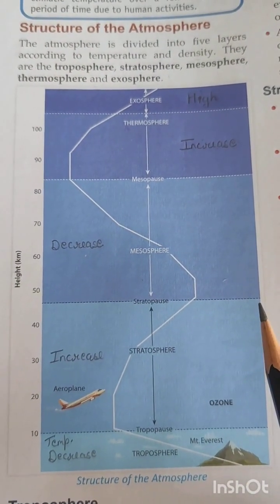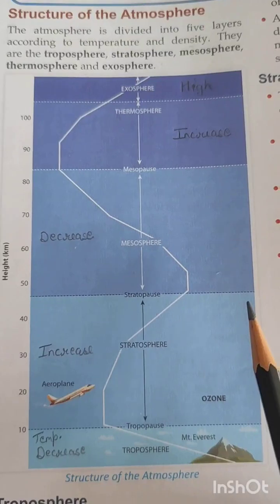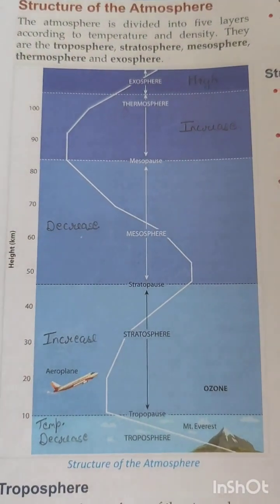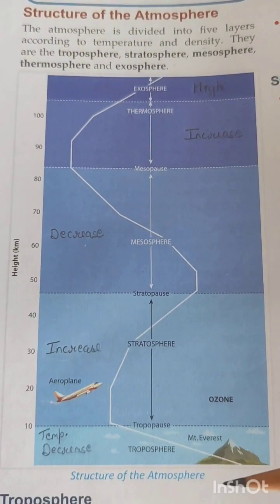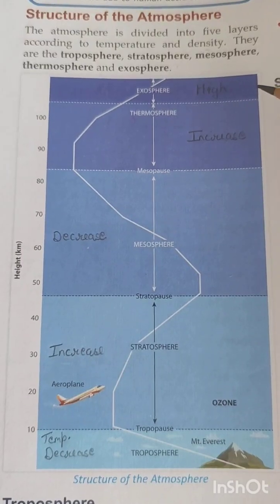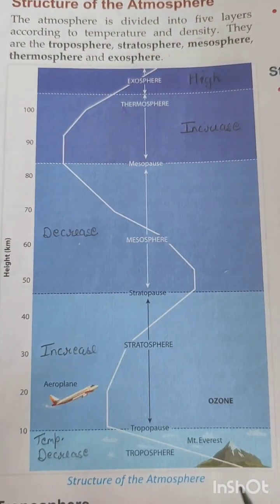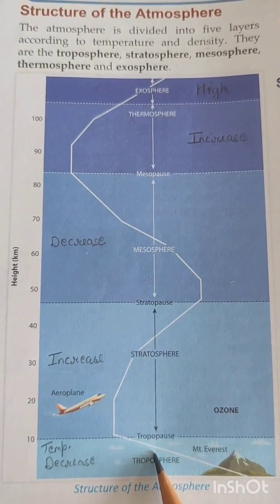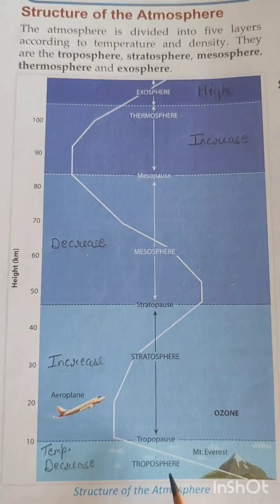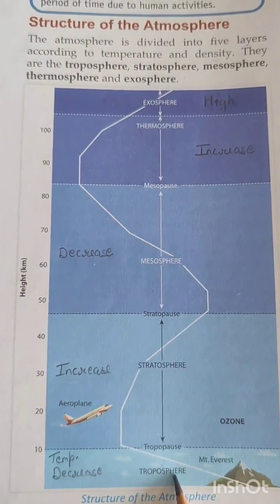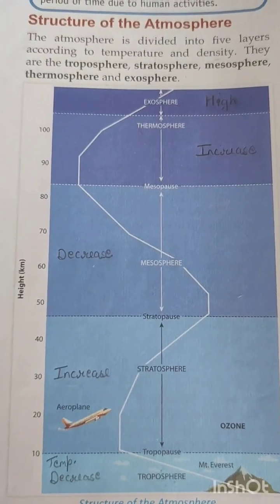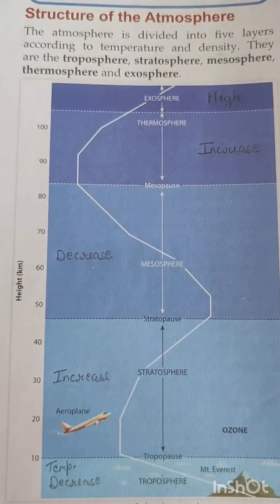This diagram is showing you the structure of the atmosphere. You can see how the layers are arranged from bottom towards the top. So the first layer is troposphere. It is the lowest layer of the atmosphere.